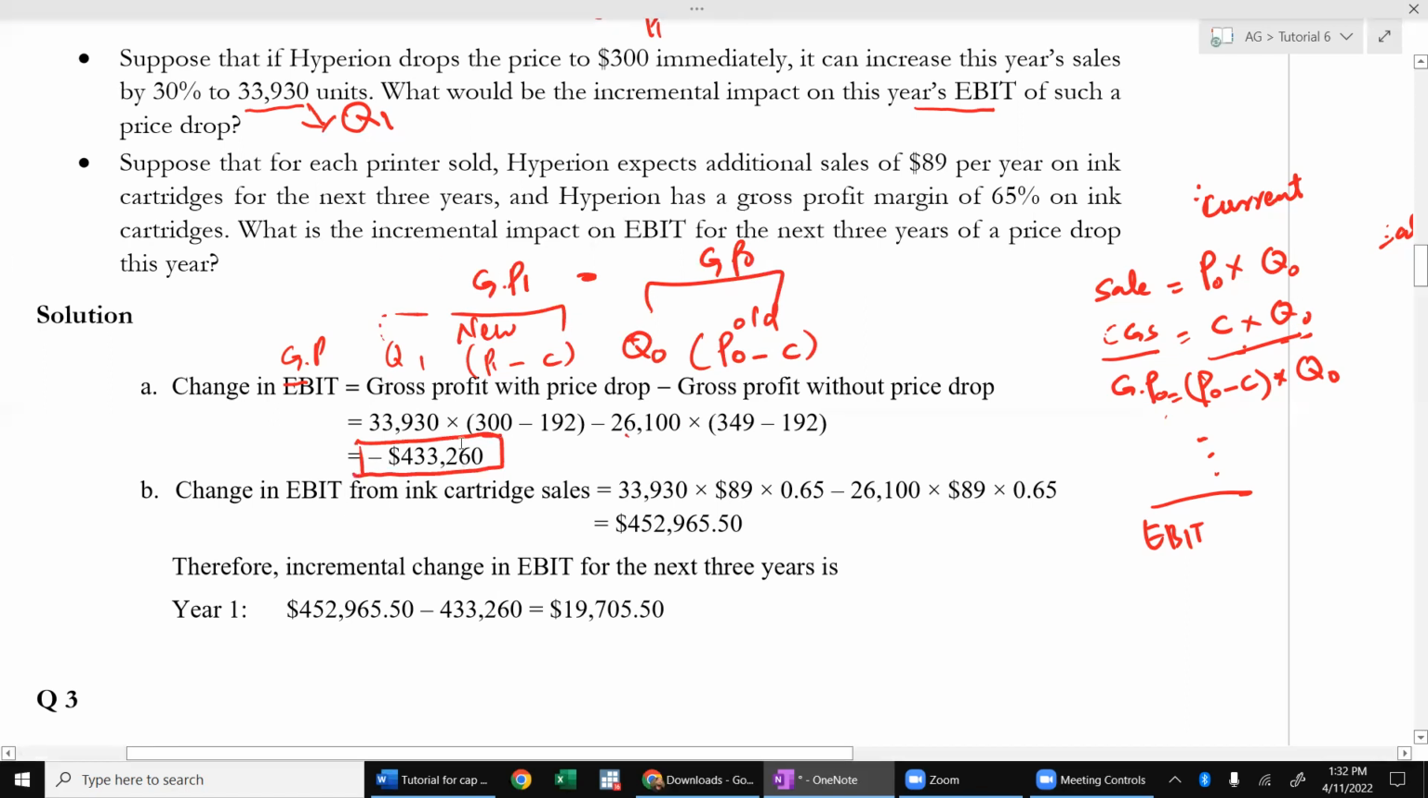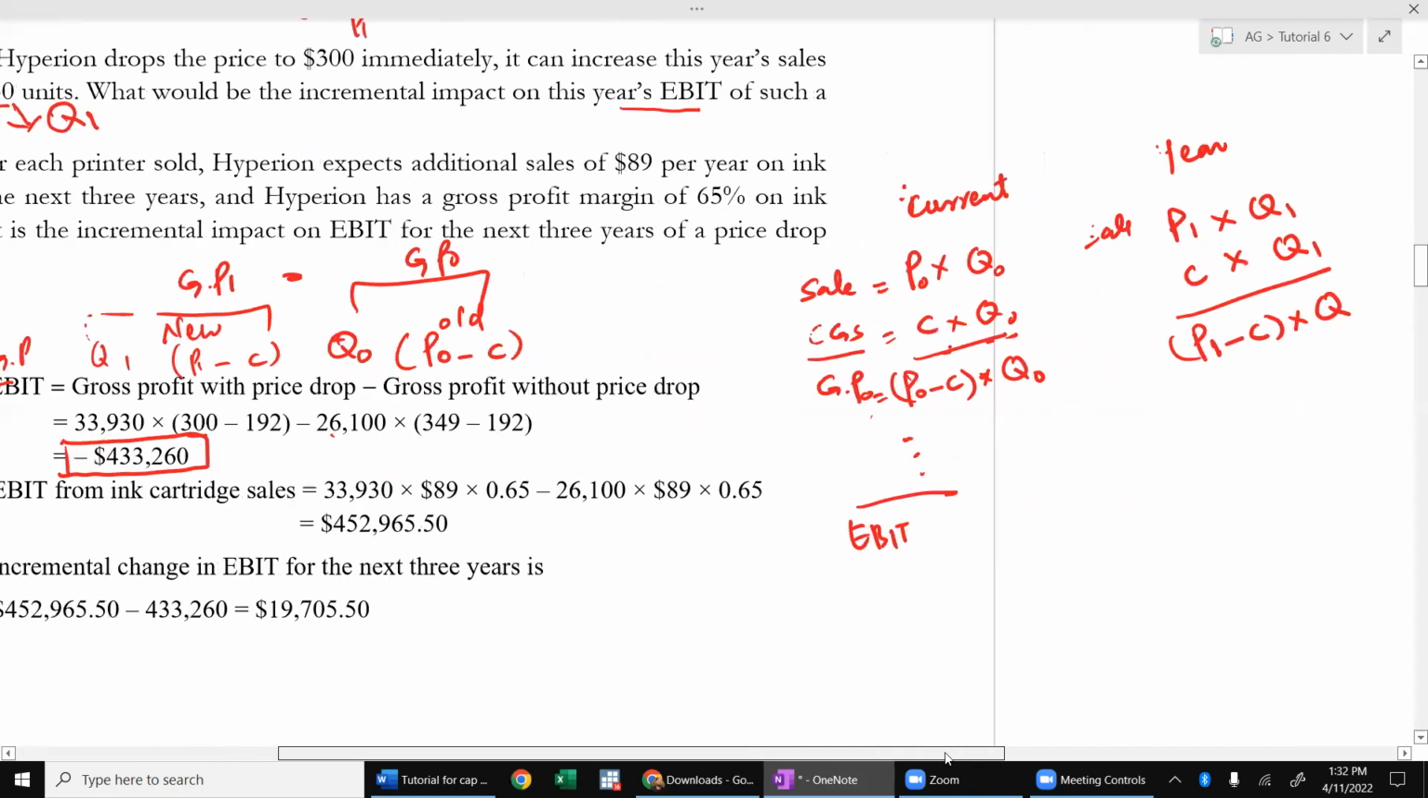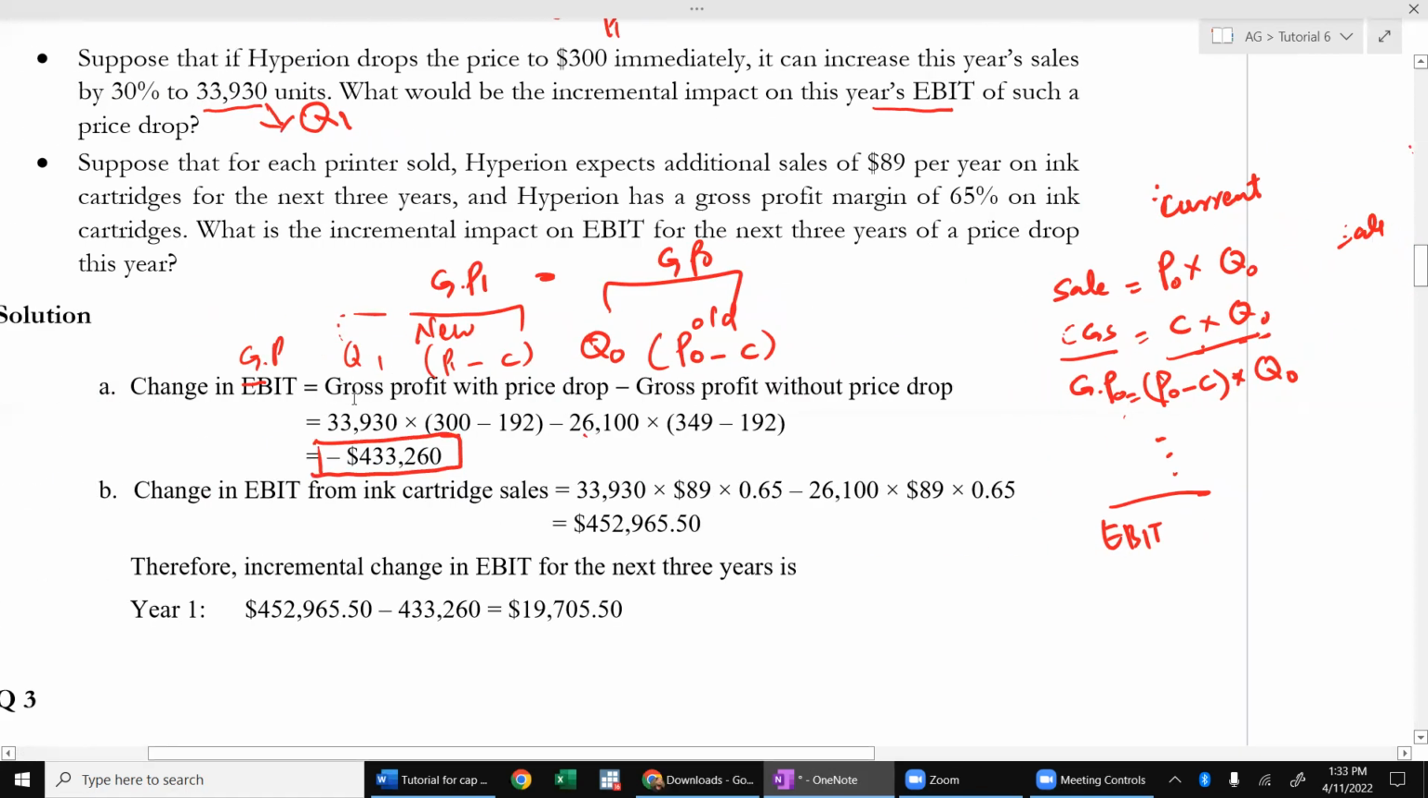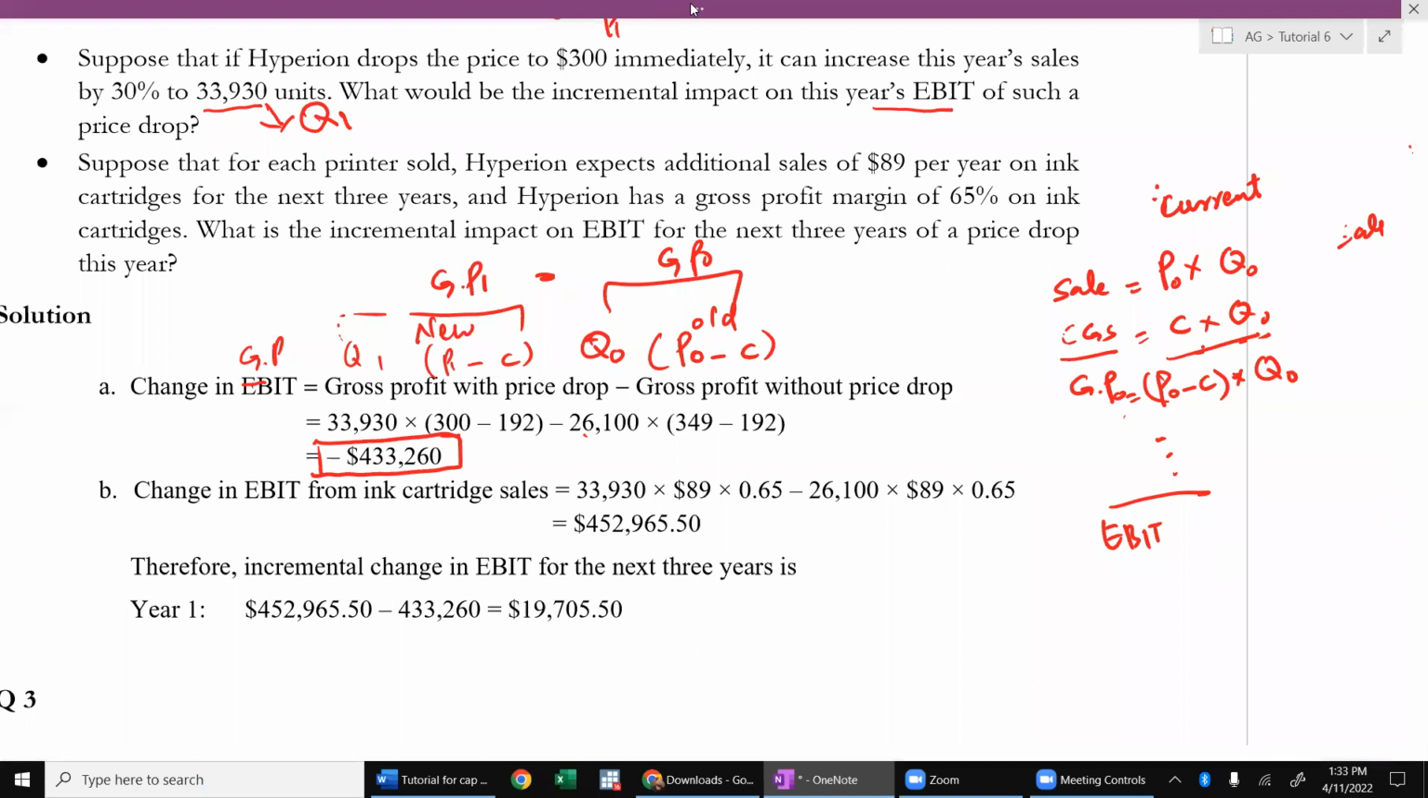Any issues so far, students? If you want to write it here, you can also do that, but this is what they have done. So it is the difference of the two gross profits. This formula is gross profit, this new, and this is old. If you take the difference, you will get the answer. Clear so far, students? Any question? Any questions, students? No question. Okay.